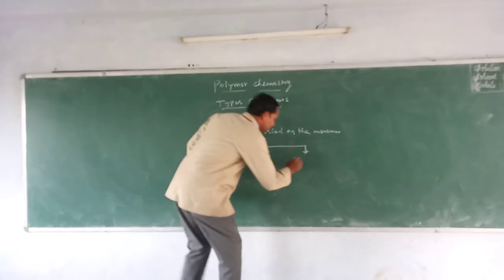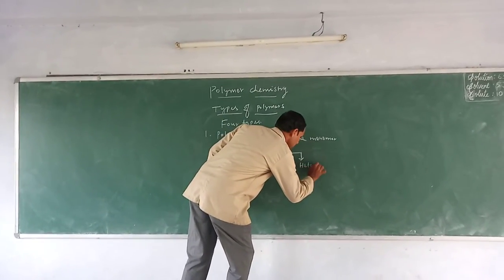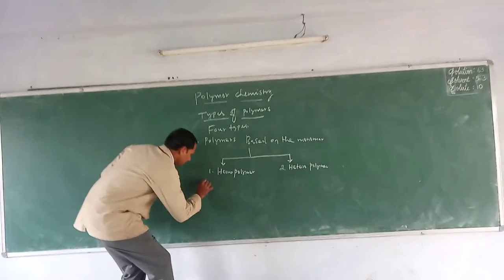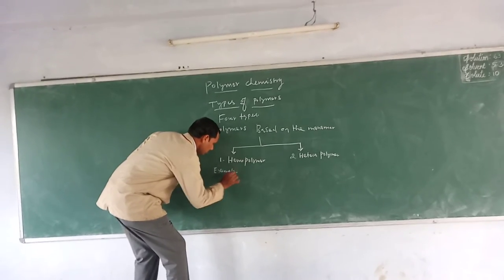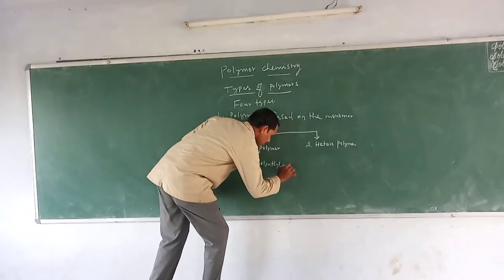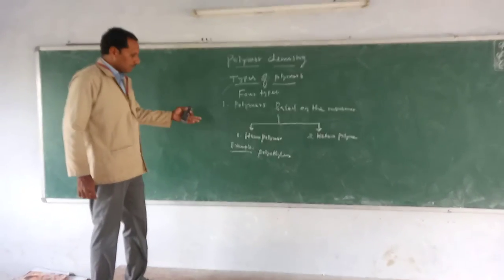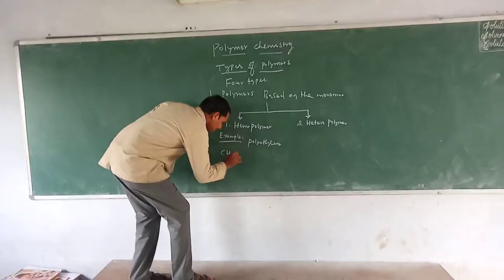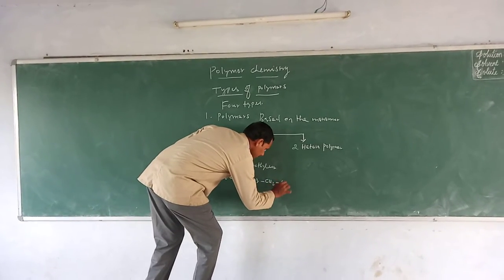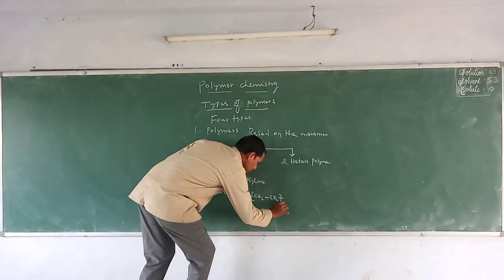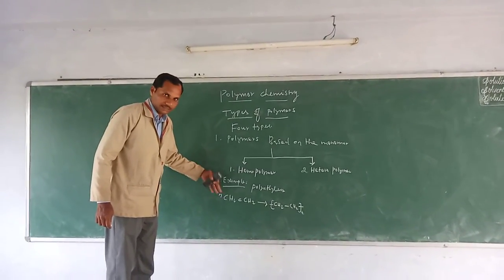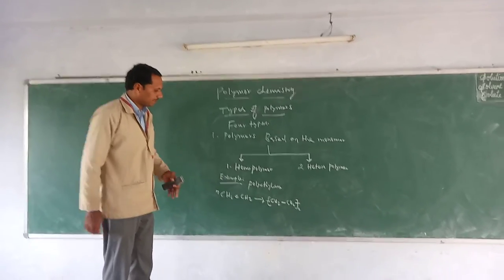Homopolymer and heteropolymer. For homopolymer, for example, ethylene to polyethylene. Polyethylene is formed by the combination of n number of ethylene molecules. So this is a homopolymer. Here the monomeric unit is the same. If the monomeric unit is the same, then you can say it's a homopolymer.